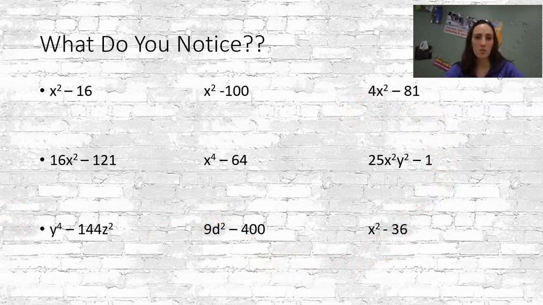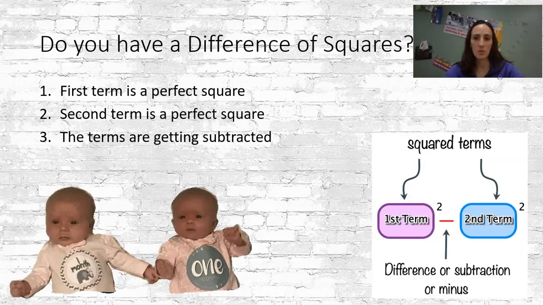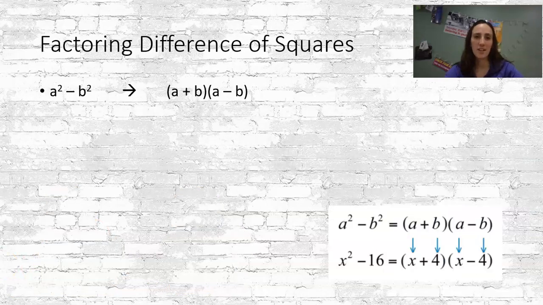We're going to go to Brooke and Sophia to give us an idea of what it means to be a difference of squares. You have to have a perfect square in the first term. You have to have a perfect square in the second term, and these 2 terms have to be getting subtracted. So it would look something kind of like this. Thank you, Brooke and Sophia.